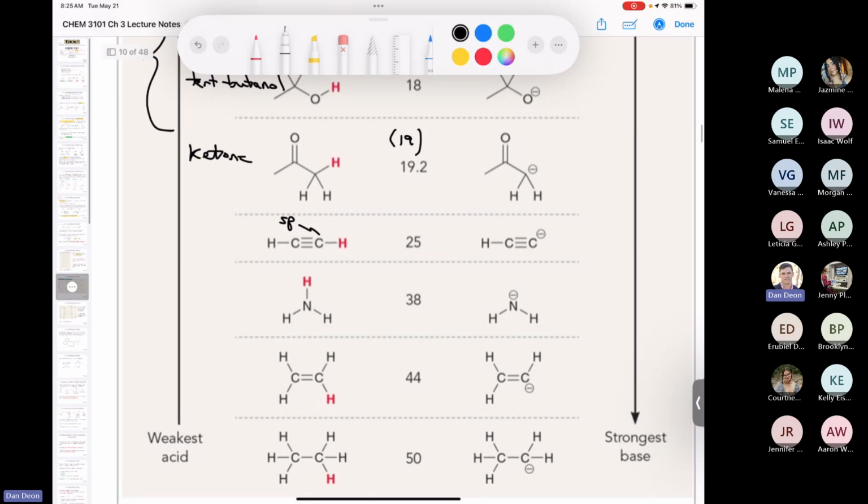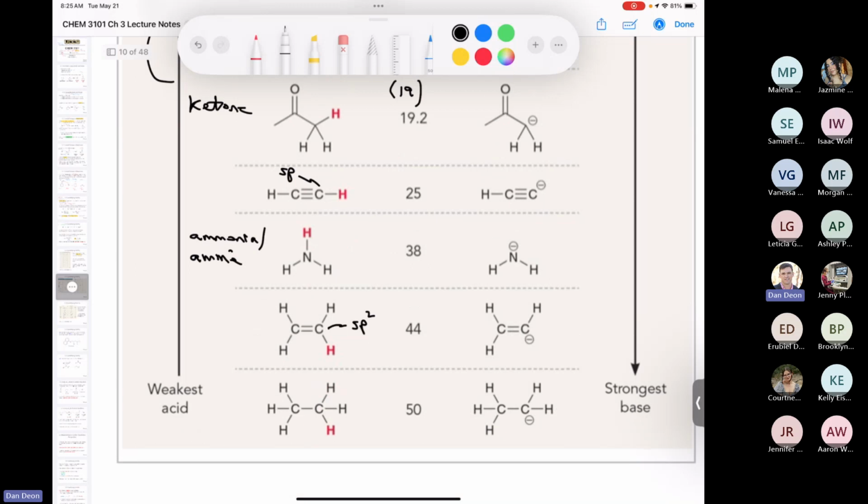Then we come up to, this is ammonia, but you could put here ammonia slash an amine. Any kind of amine is going to have a high pKa. It's going to be around 38, something like that. So it's quite basic. Then you have a bond between an sp2 hybridized carbon and a hydrogen, which is around 44. So now we're into the weakest of the acids.